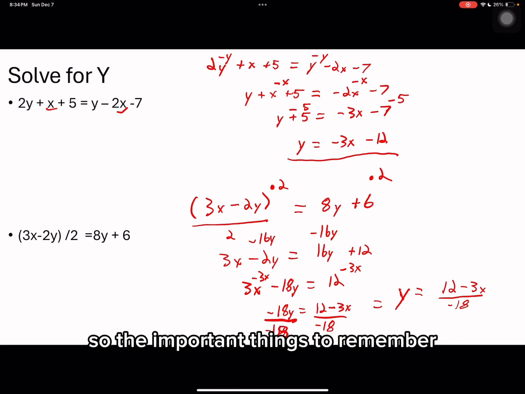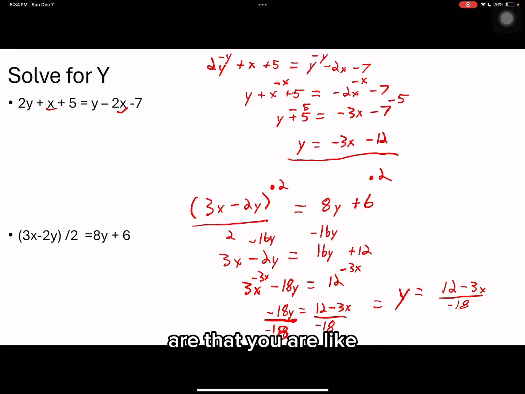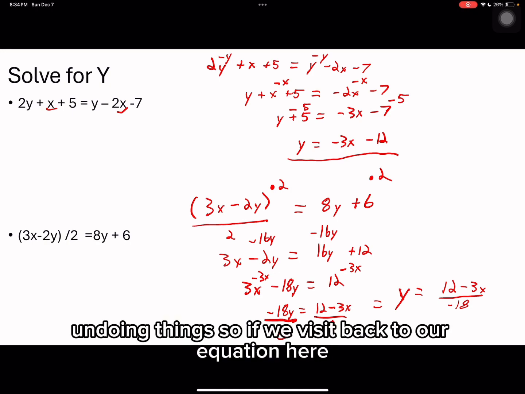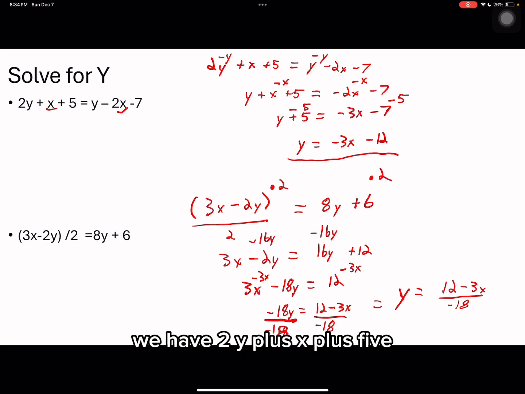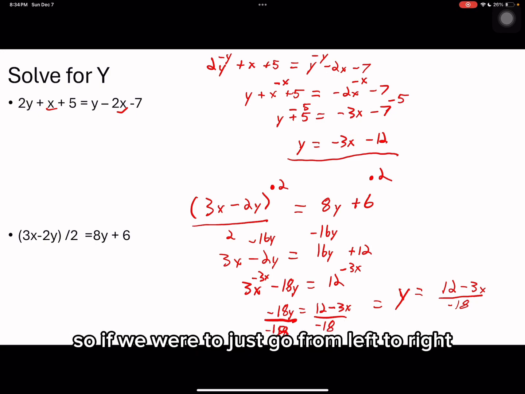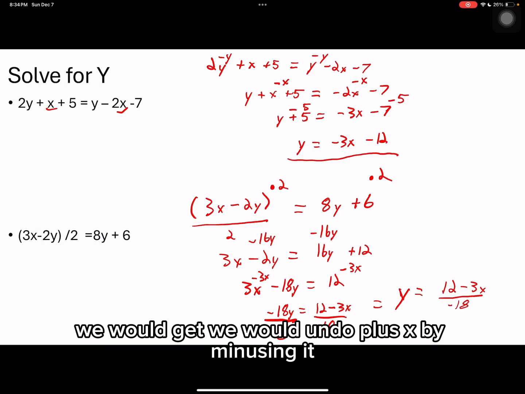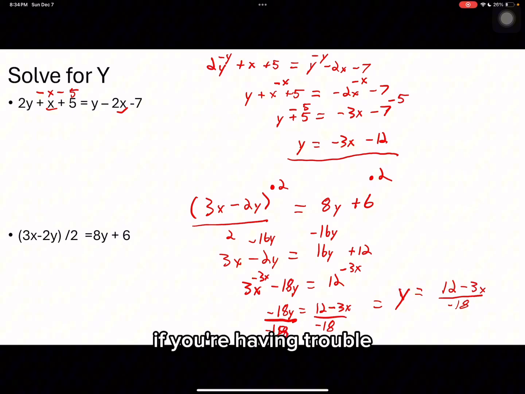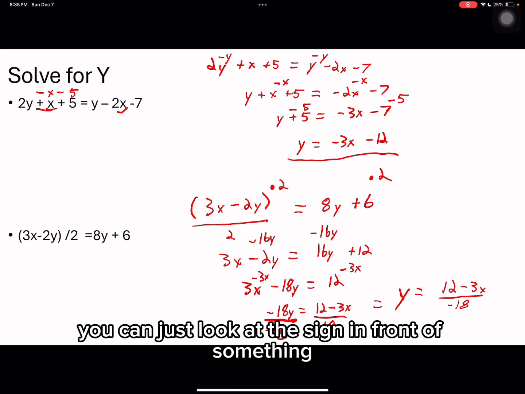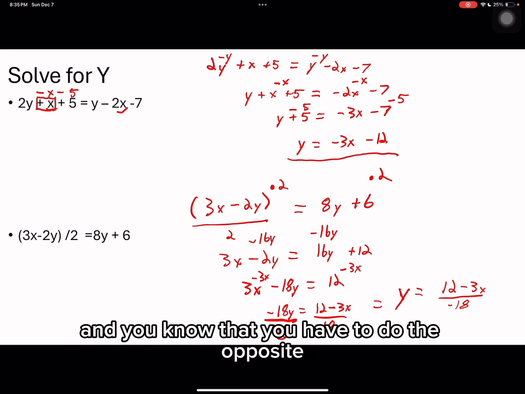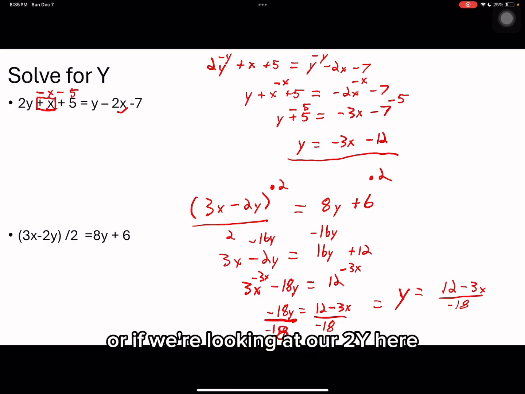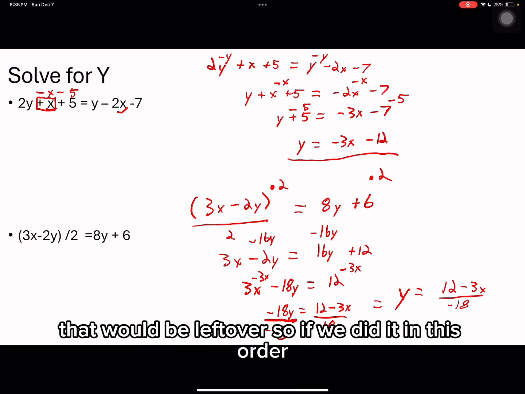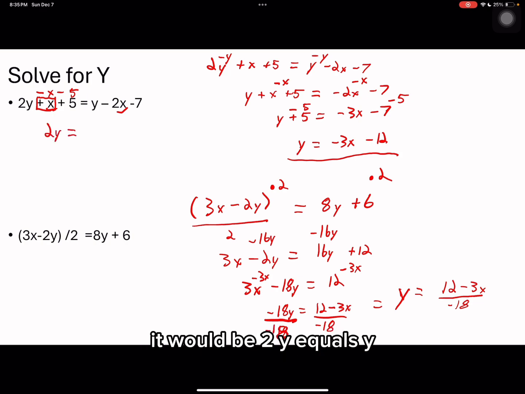So the important things to remember basically when you're solving are that you are undoing things. So if we revisit our equation here, we have 2y plus x plus 5. If we were to just go from left to right, we would undo plus x by minusing it, undo plus 5 by minus 5. So in most cases, if you're having trouble, you can just look at the sign in front of something and you know that you have to do the opposite. Or if we're looking at our 2y here, that would be left over. So if we did it in this order, it would be 2y equals y minus 3x minus 12.